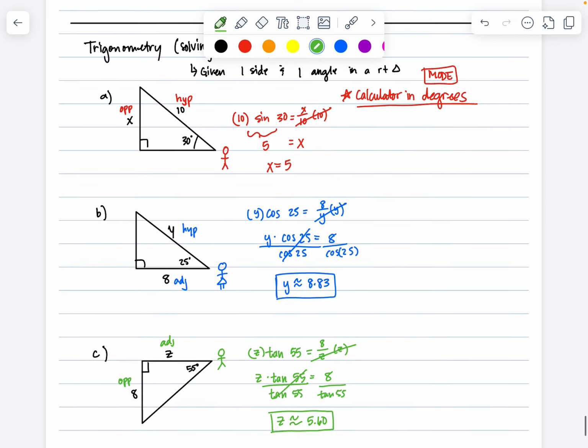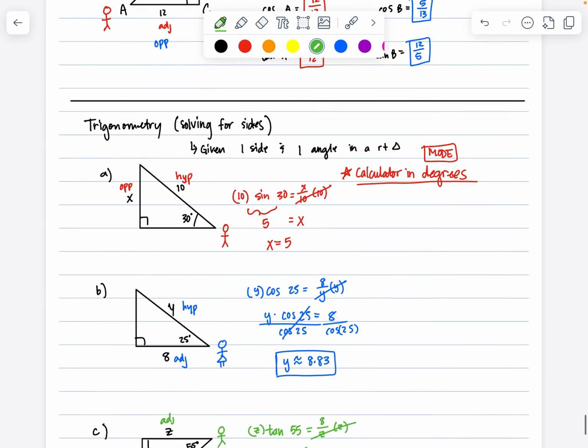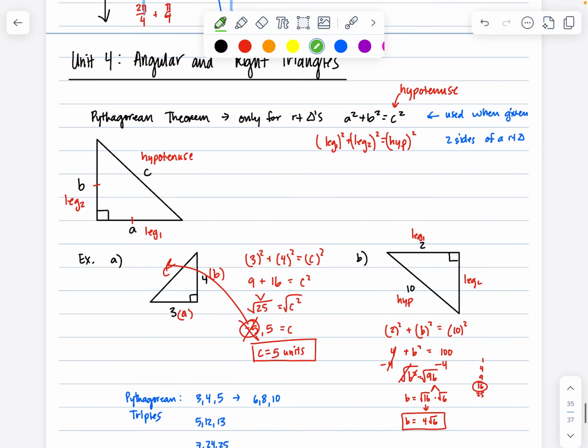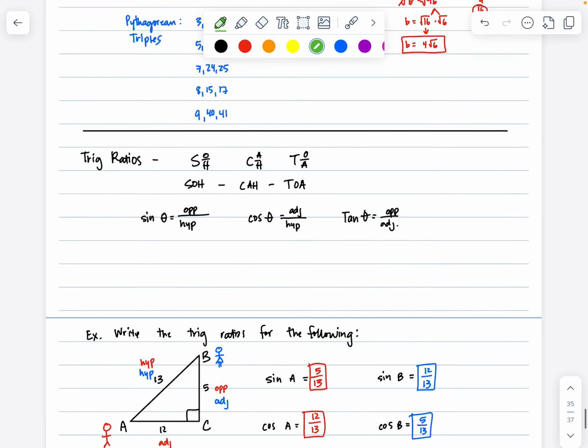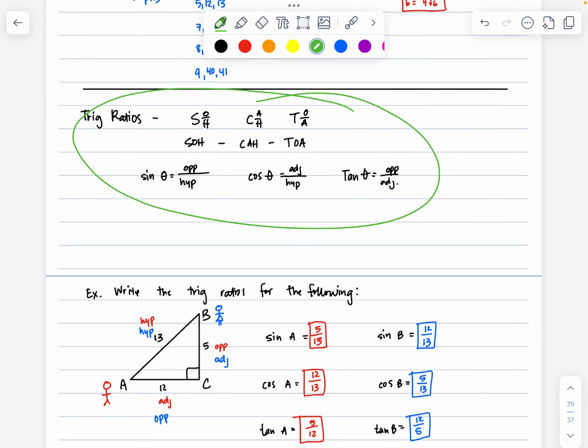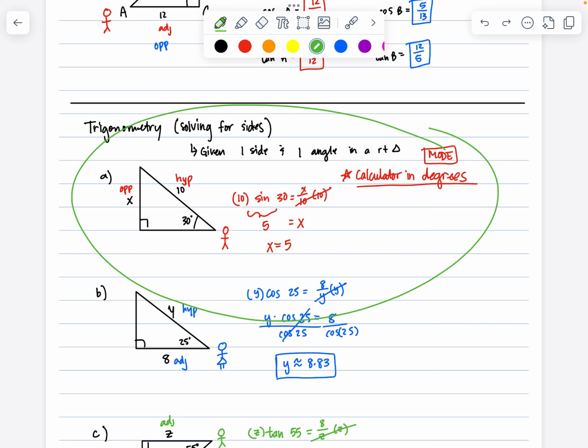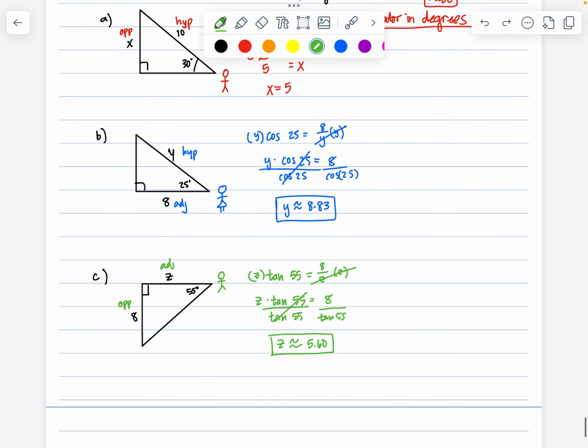But that is our quick rundown of right triangle trig, pretty much a review lesson from geometry. There are 3 major lessons we need to remember: the Pythagorean theorem and their triples as a bonus, trig ratios and how to write them, and then solving for sides using sine, cosine, and tangent.